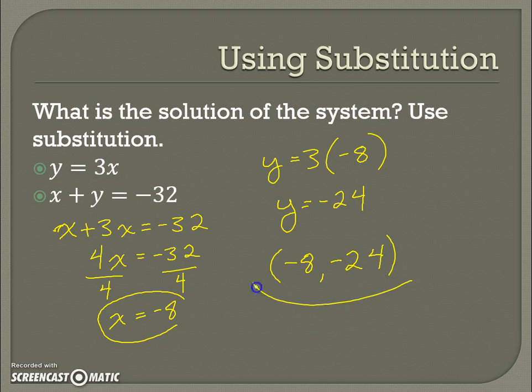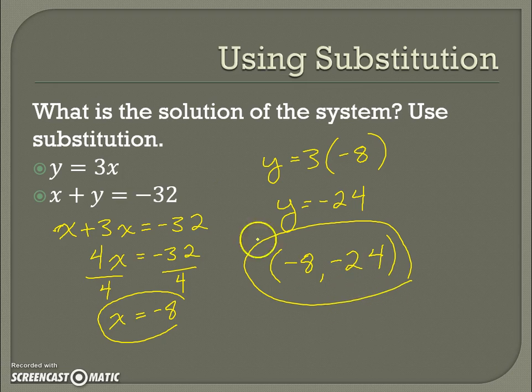Now, I've talked about this all year long. One of the things that I really like about algebra is that you can always know if your answer is correct. It works in a system of equations. You just substitute this back in. So let's try this first one. It says y equals 3x. Well, 3 times negative 8 is negative 24. So I know that that works.